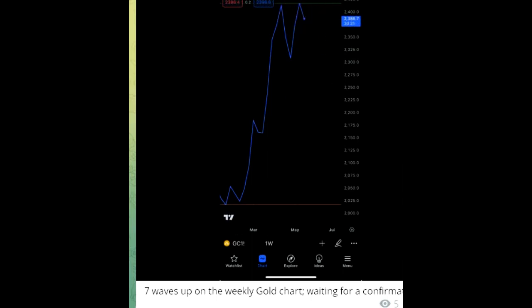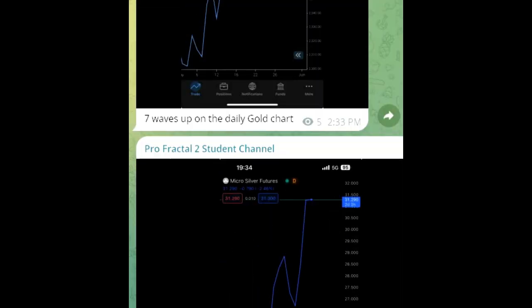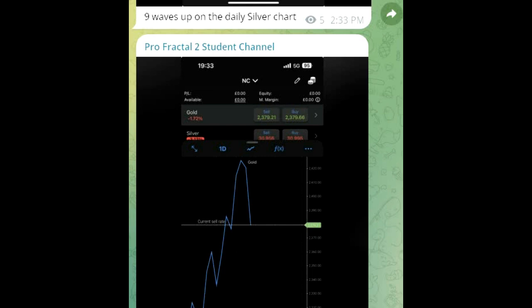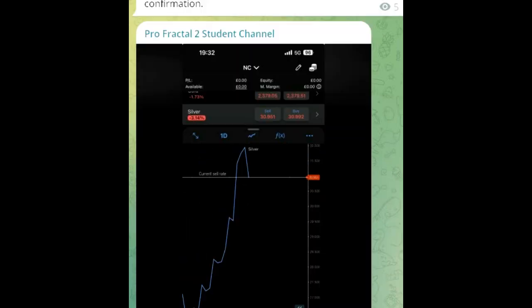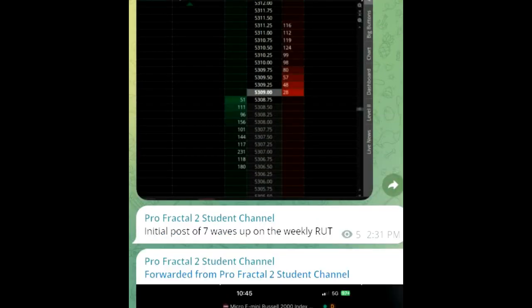I think gold and silver has topped out, but again, we need to watch the fractals change. Like Elliott wave, you have to change the count. Why do you change the count? Different fractals appearing.